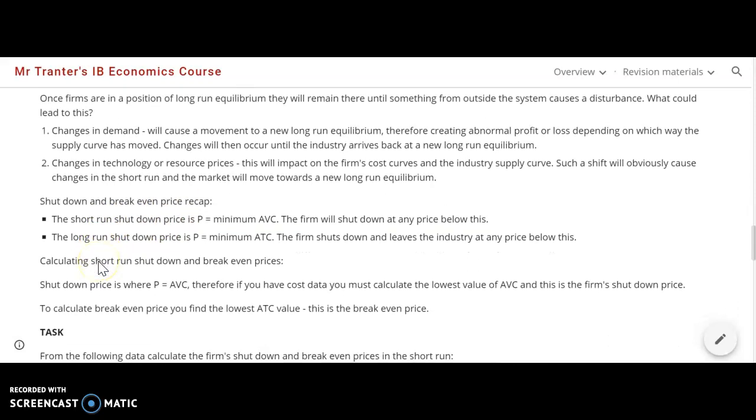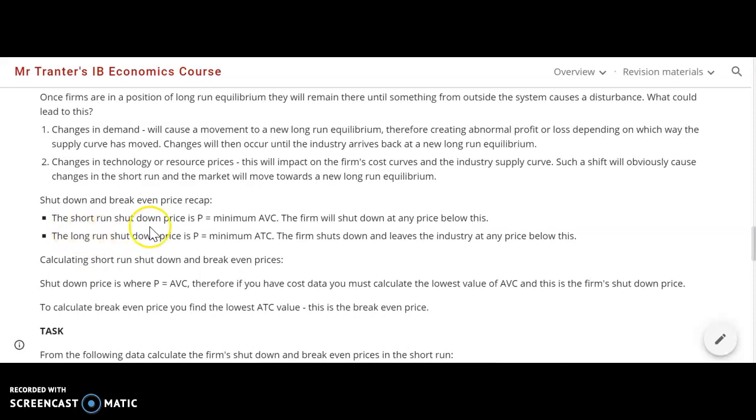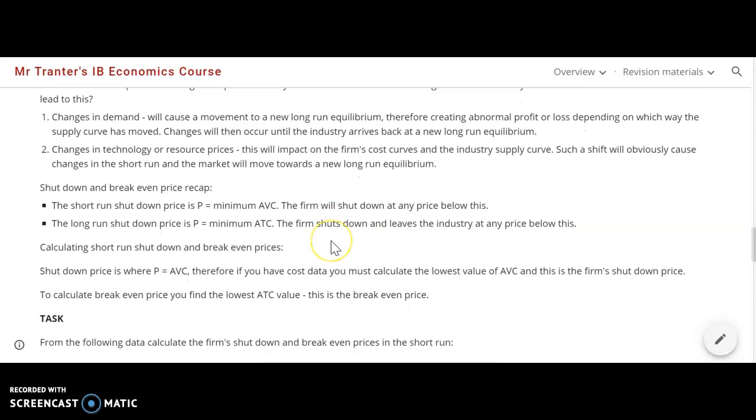So just a quick recap there. The short run shutdown price is the minimum of the AVC. Below that, the firm will shut down. The long run shutdown price is the minimum of the ATC. The firm shuts down and leaves the industry if the price is below that.